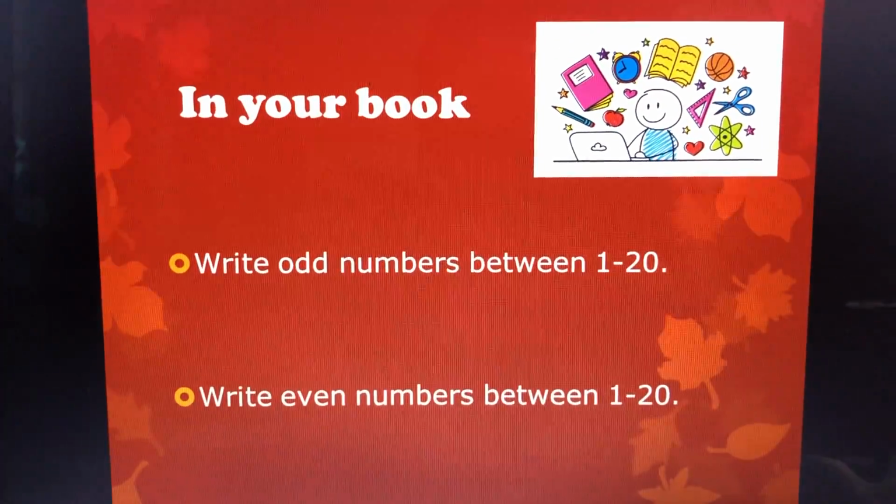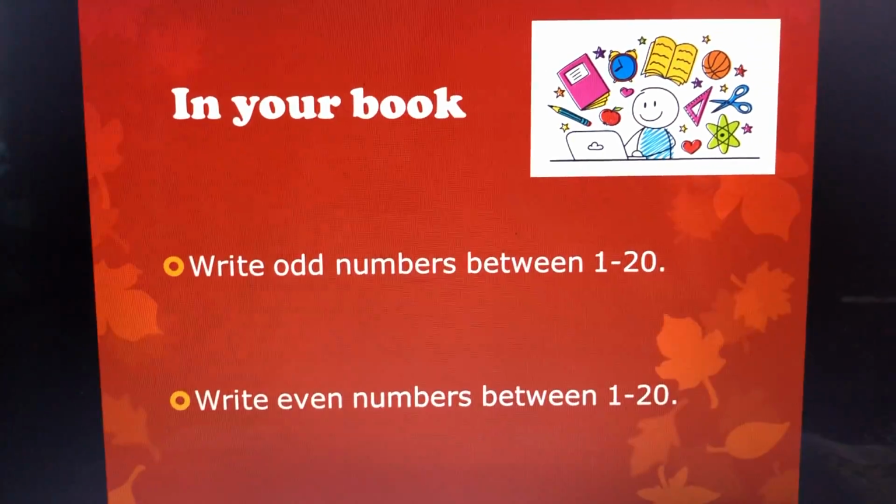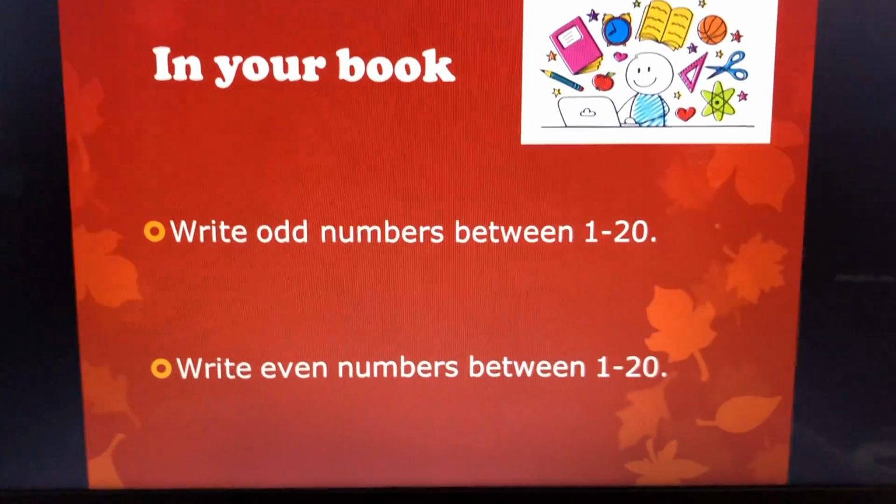When you're finished with that, in your books you're going to write the odd numbers between 1 to 20 and even numbers between 1 to 20.